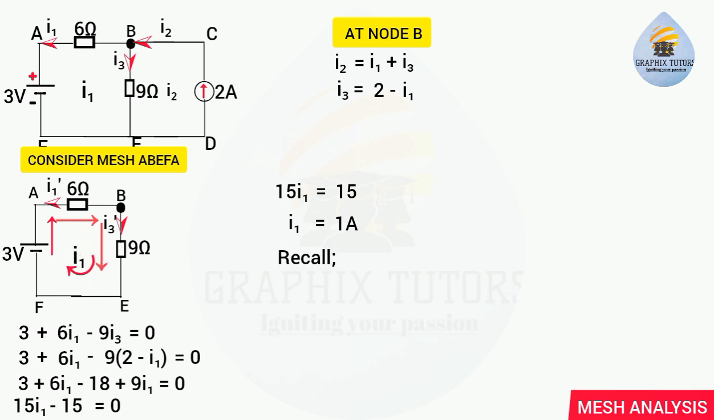Now recall, we know that I3 equals 2 minus I1 from our equation up here. Let's say that is equation 1. So if I input my I1 there, I3 is given as 2 minus 1, meaning that my I3 equals 1 ampere. This means that the current flowing through my 9 ohm resistor is 1 ampere, just like what I got while using the superposition theorem to solve this same problem.